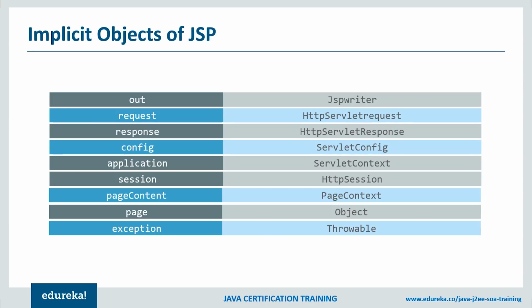Now let's move further and see some implicit objects of JSP. These are the objects and these are the types of objects. That is, out is of type JspWriter, and request and response are of type HttpServletRequest and response, and config of type ServletConfig, application of type ServletContext, session obviously of type HttpSession, pageContext, object, and throwable. Having understood these things, let's move further and see the directive elements.